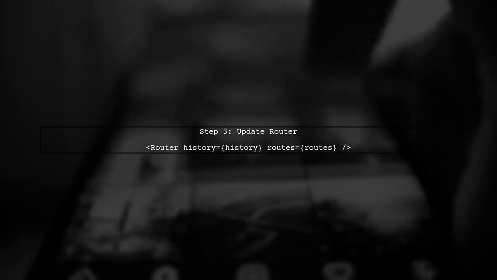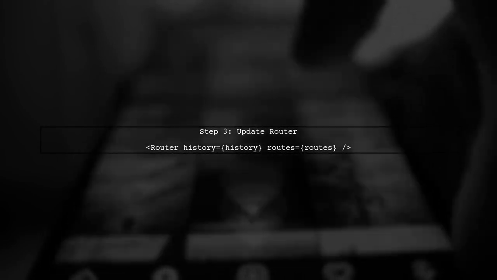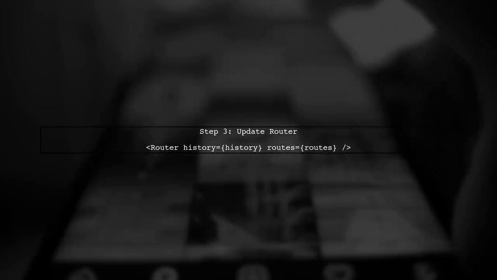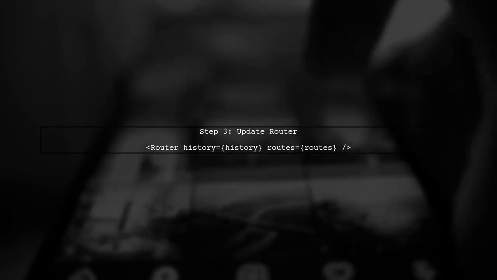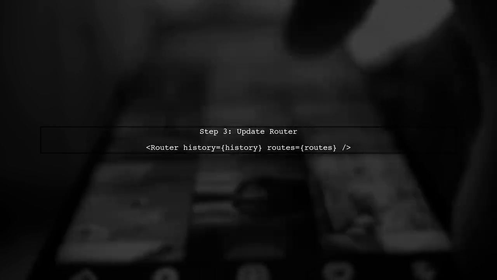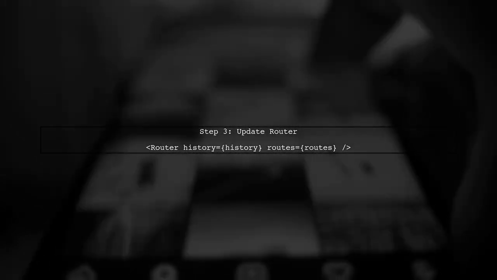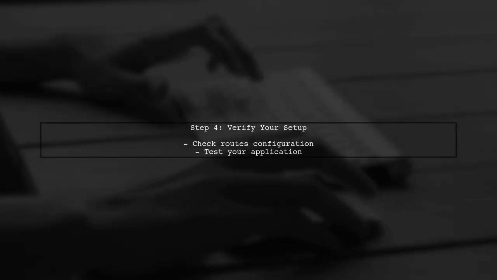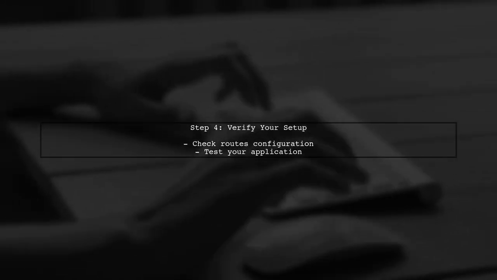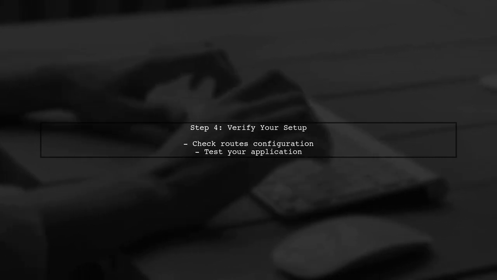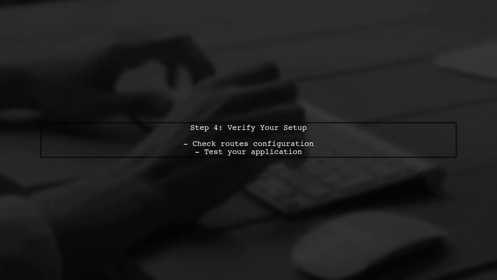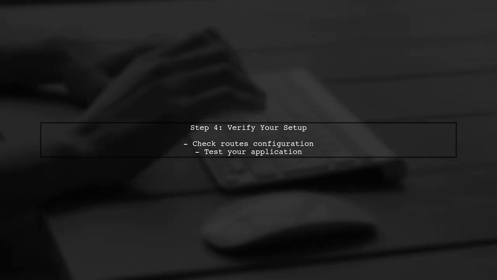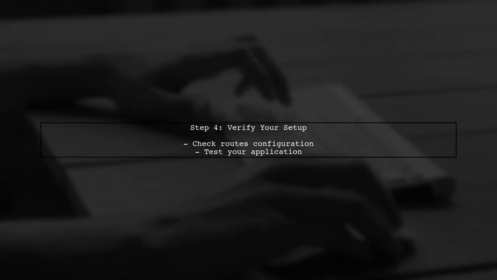Now, update your router component to use the new history object. This will ensure that your routing works correctly. Finally, make sure to check your routes and ensure everything is set up correctly. This should resolve the issue with browser history in your React application.